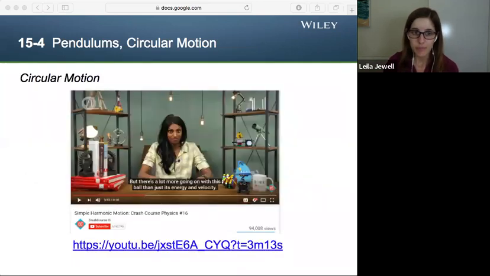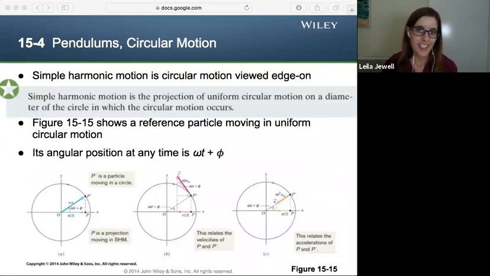And we can keep going. So the other thing to consider is this idea of circular motion. There's a really nice video by Crash Course in Physics that takes a look at how circular motion is related to simple harmonic motion. I encourage you to take the time to watch it. The presenter is very talented at explaining it very succinctly, much more so than I am. So please, that's going to be your best use of time. But the short of it is that simple harmonic motion is circular motion viewed from the edge. So it's the projection of uniform circular motion onto a diameter of the circle in which the circular motion occurs.